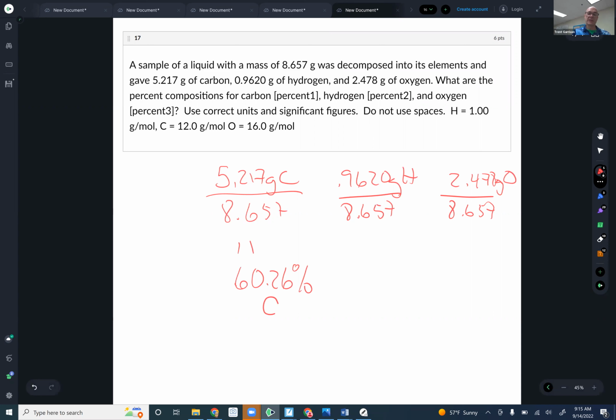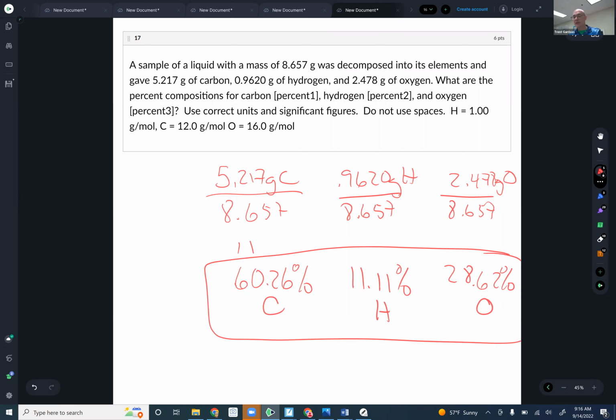So this is 60.26% carbon. 0.9620 divided by 8.657 gives you 11.11% hydrogen. 2.478 divided by 8.657 gives you 28.62% oxygen. Those are your percentages. That was as simple a task as I could give you.